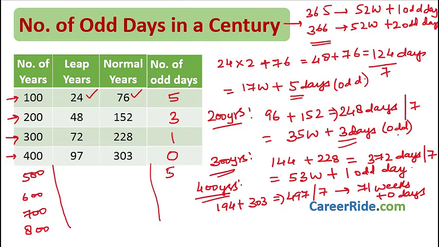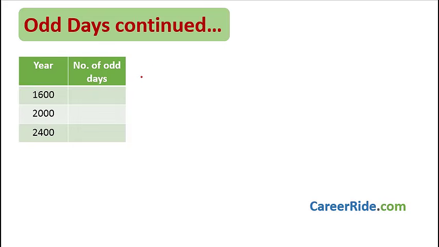It will become 5, 3, 1, 0 number of odd days again, right? Which means that when it is a leap century year, 400, 800, 1200, then you get 0 number of odd days, right? And now since we know that every century leap year has got 0 odd days, century leap years.